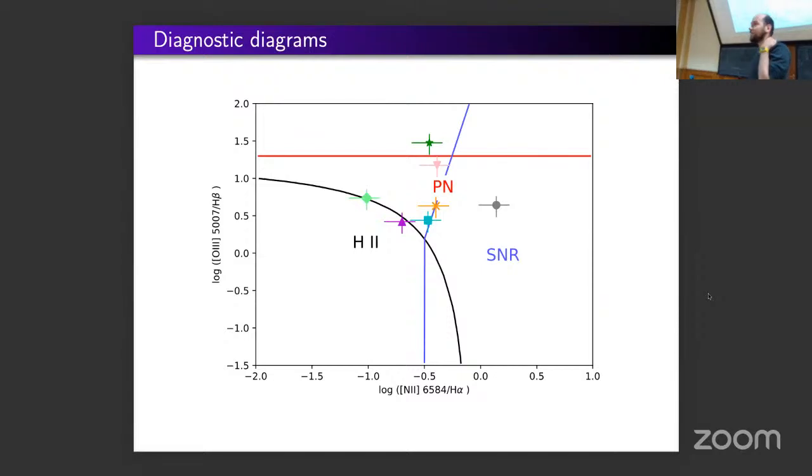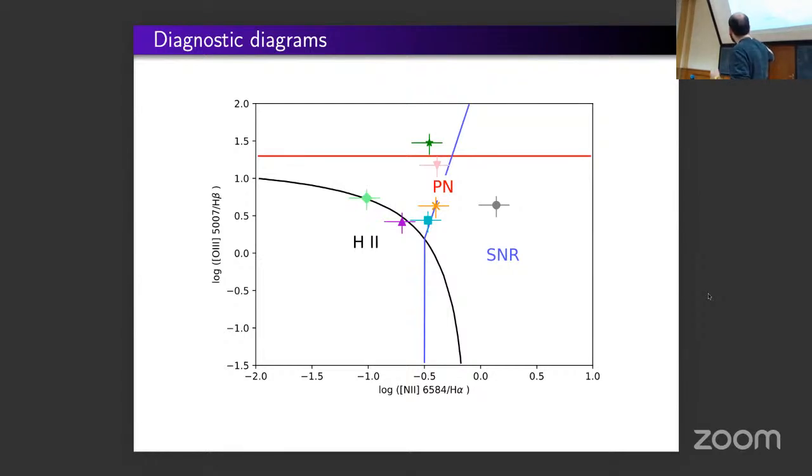You can see an example of a diagnostic diagram here. On the x-axis is the ratio of nitrogen to H alpha, the y-axis is the ratio of O3 to H beta, and these various points in different colors are different regions of the arc. And here are the lines that people use to separate objects. They were developed because people were looking at some galaxy. They saw a lot of emission line objects, and they wanted to know whether they are looking at an H2 region, supernova remnant, and so on. So that's how they were developed.